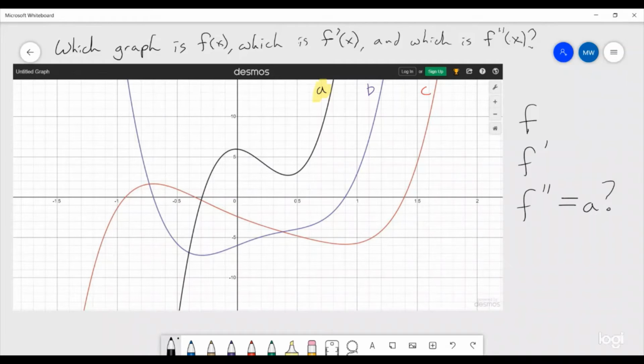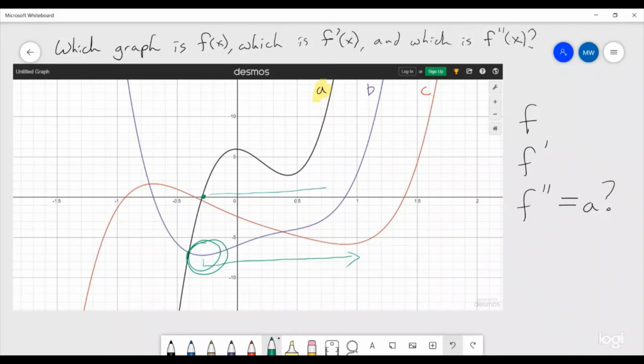Well, B has only one spot where its slope is going to be 0, and that's right here. Well, A has an intercept, so that means that A is probably the derivative of B. But then the question is, can we prove that that's going to be the case? Well, the slope of B is going to be positive from here on. Because of that, the graph of its derivative needs to be above the axis on that entire section, which it is.